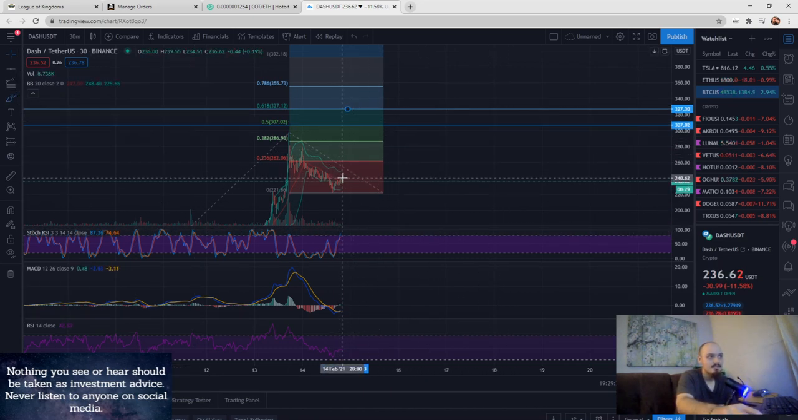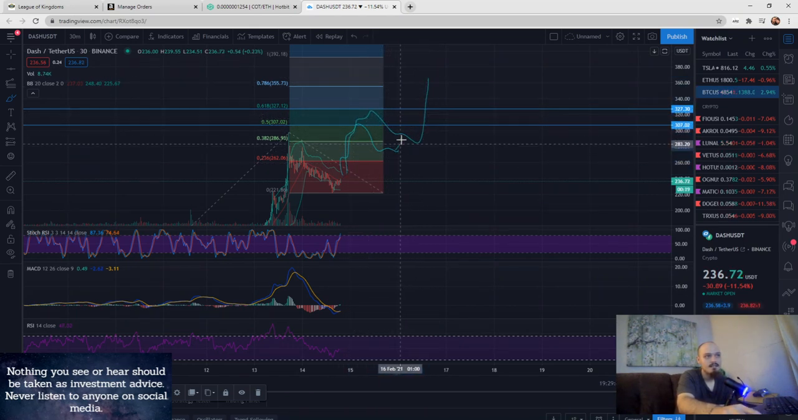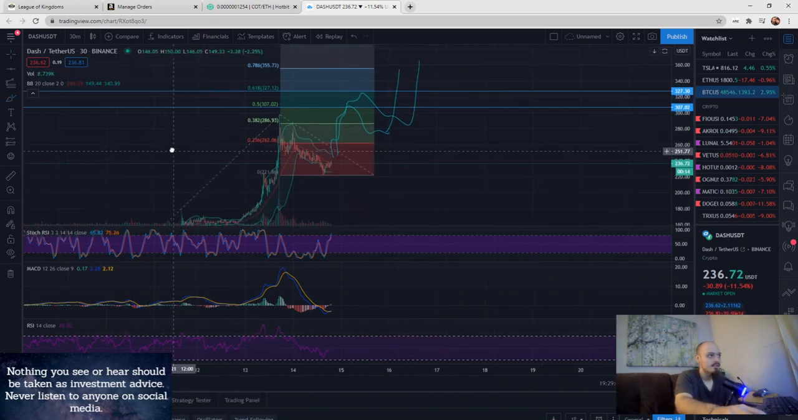That basically means I expect some sort of move up to here before a pullback, or some sort of move up to here before a pullback, and then a move higher, right? So this is what I'm looking at for the Dash chart.